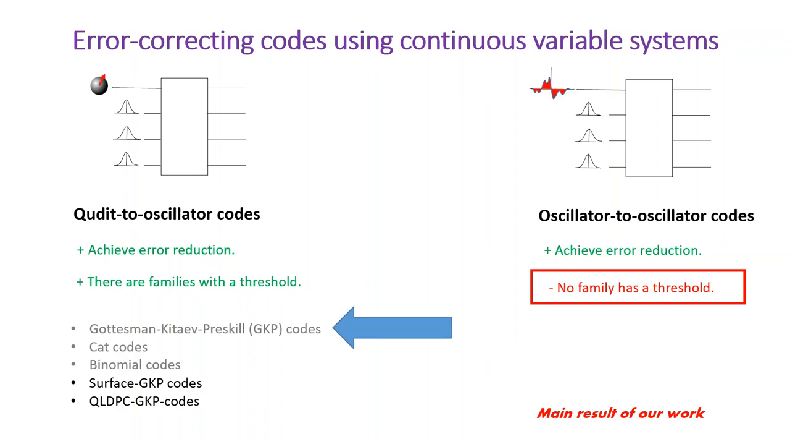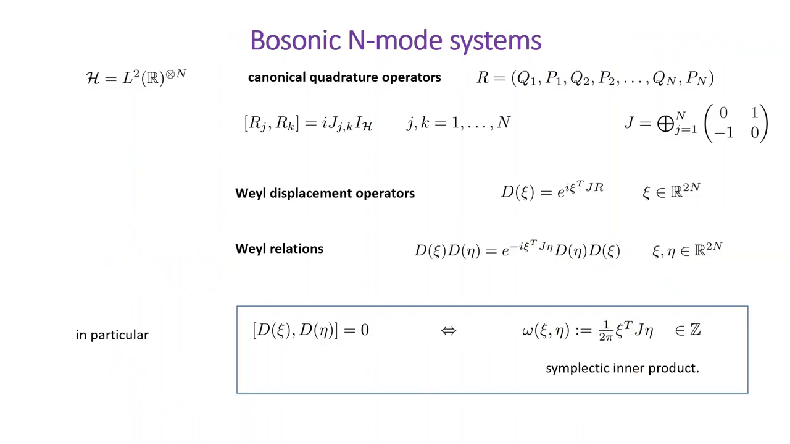To introduce these codes, let me first review some basic concepts related to GKP codes. We are going to be using N-mode bosonic systems with canonical quadrature operators Qj and Pj. We can exponentiate linear combinations of these to get the Weyl displacement operators. A key property here is the fact that these commute if and only if the symplectic inner product of the associated vectors is integer valued.